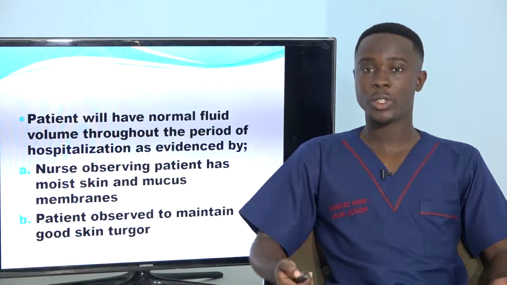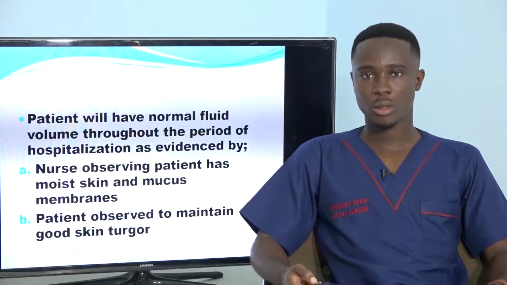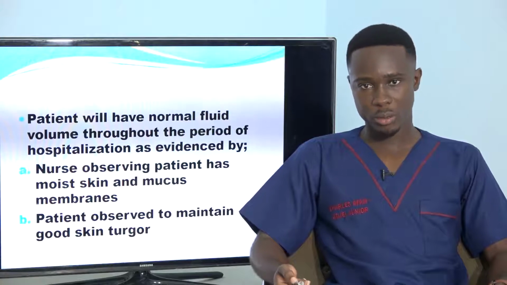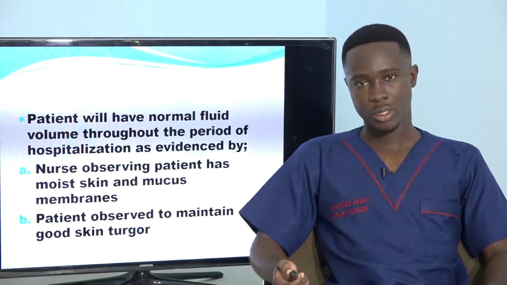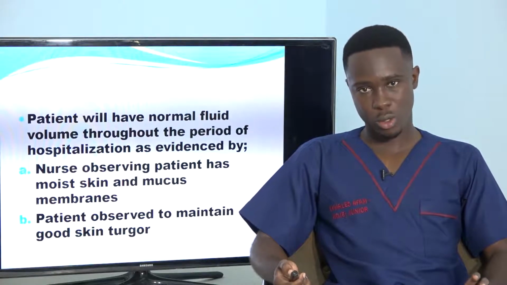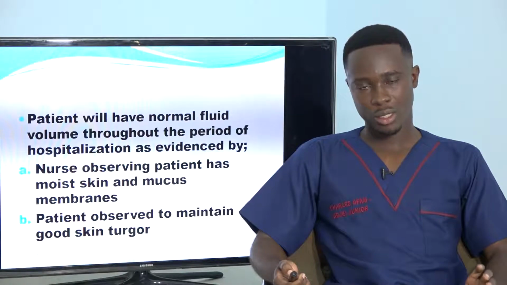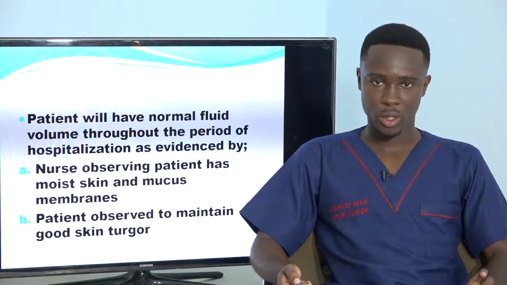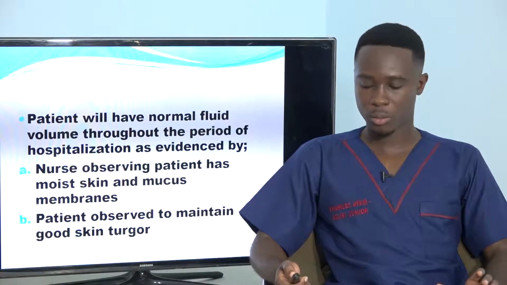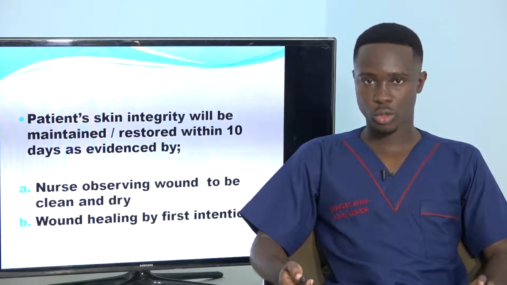A, nurse observing patient has moist skin and mucous membranes. And B, patient observed to maintain good skin texture. So it has all the components there. It's specific, it's measurable, it's attainable, achievable, it's realistic, and it's time bound. So my objective here is SMART, and so should yours.